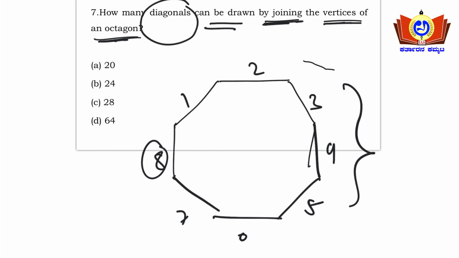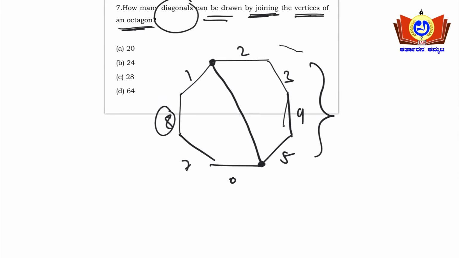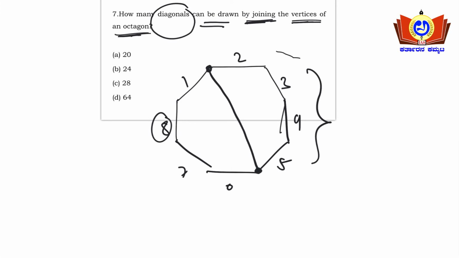Okay, what do you mean by diagonal, my dear friends? Actually, see, if I draw a line that is touching these 2 points here, it is a diagonal here. Okay, so the question is asking how many such diagonals can be drawn by joining the vertices of an octagon, my dear friends here.